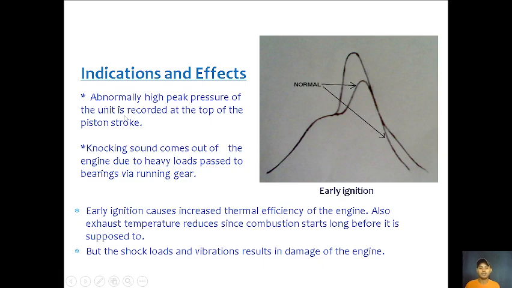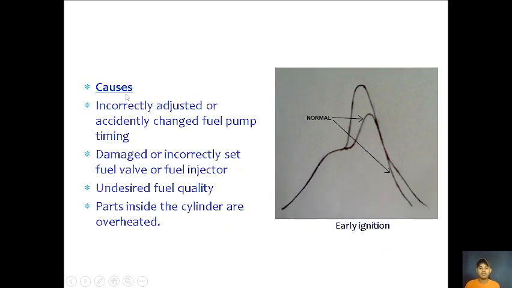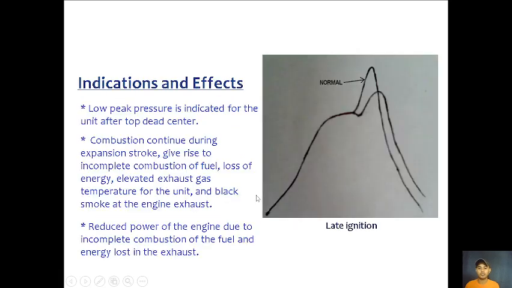Abnormally high peak pressure of the unit is recorded at the top of the piston stroke. A knocking sound comes out of the engine due to heavy loads passed to bearings via running gear. Okay, what are the causes? Incorrectly adjusted or accidentally changed fuel pump timing. If you have a problem, you will have to adjust in our VIT, or variable injection timing. Damage or incorrectly set fuel valve or fuel injector. If you have time in your port, it is much better to replace your fuel injector or your fuel nozzle. Undesired fuel quality. Parts inside the cylinder are overheated. Those may be the causes of early ignition.